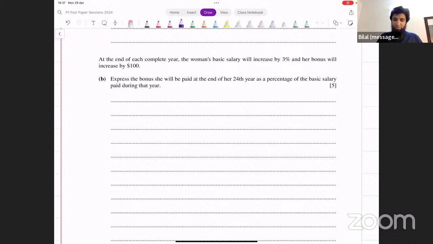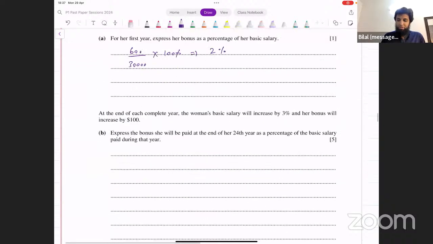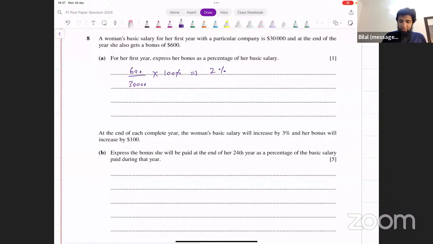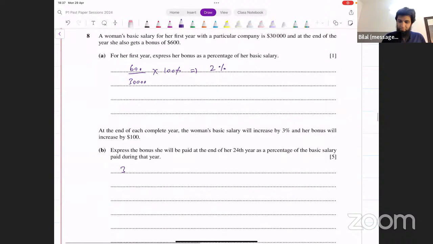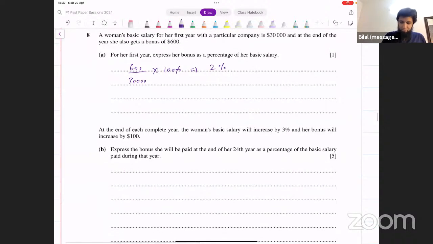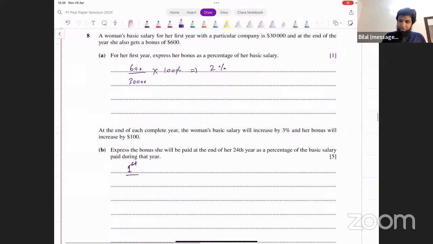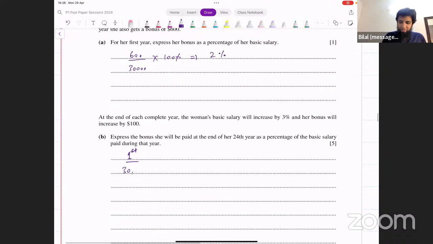Express the bonus she will be paid at the end of her 24th year as a percentage of the basic salary paid during that year. Now this looks a bit tricky. Let's think about this. We've got two numbers that we are starting from. We've got basic salary. Let's write it like this. This is the first year. In the first year, the basic salary is 30,000.